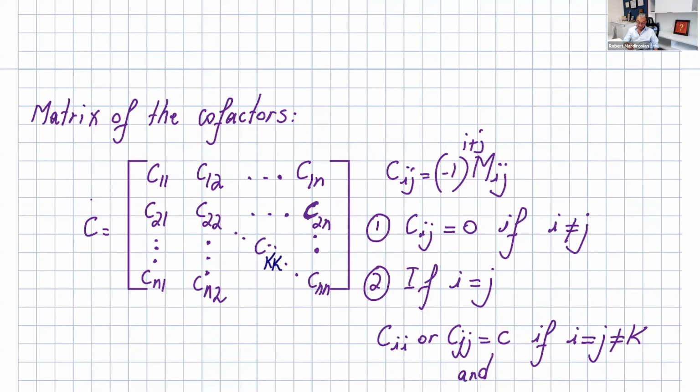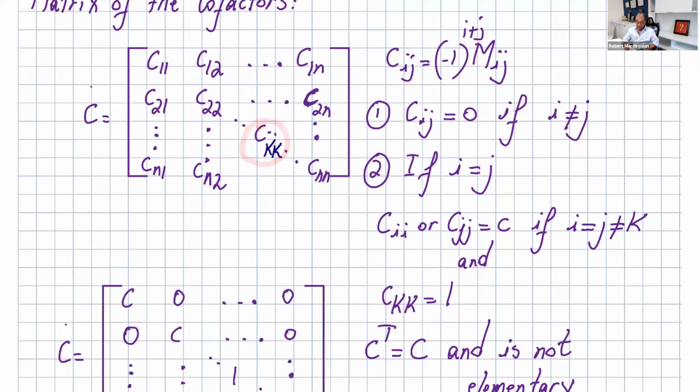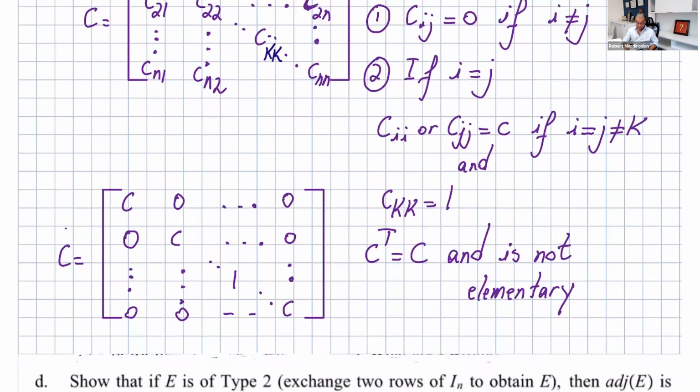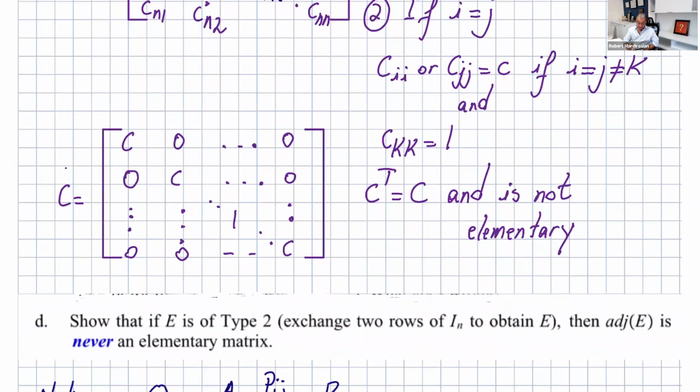But if you take this cofactor, CKK, and you calculate it, then you get 1, because the determinant of the minor is going to be 1 in this case. Now if you substitute, the matrix of the cofactors becomes all C's except that it's 1, and the transpose is the same thing as that.